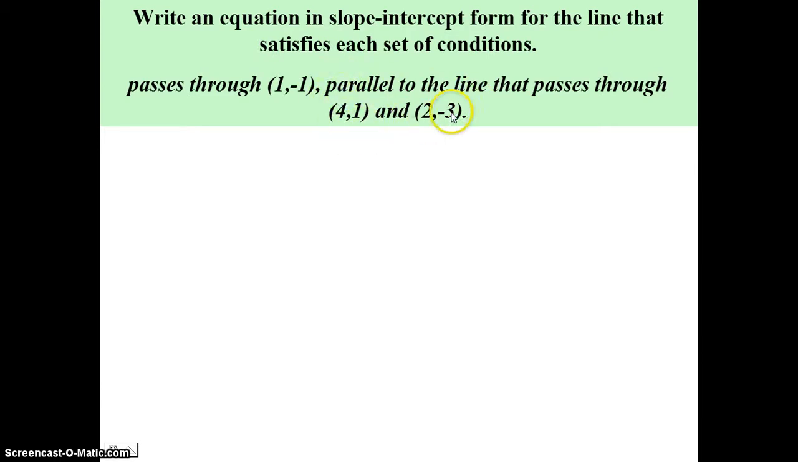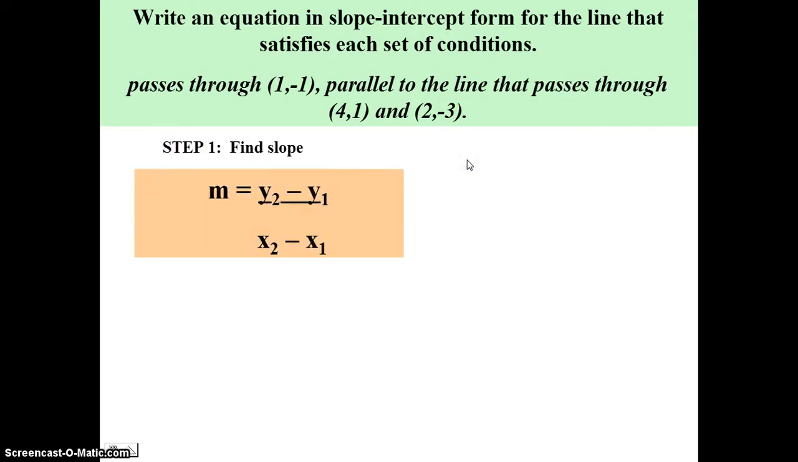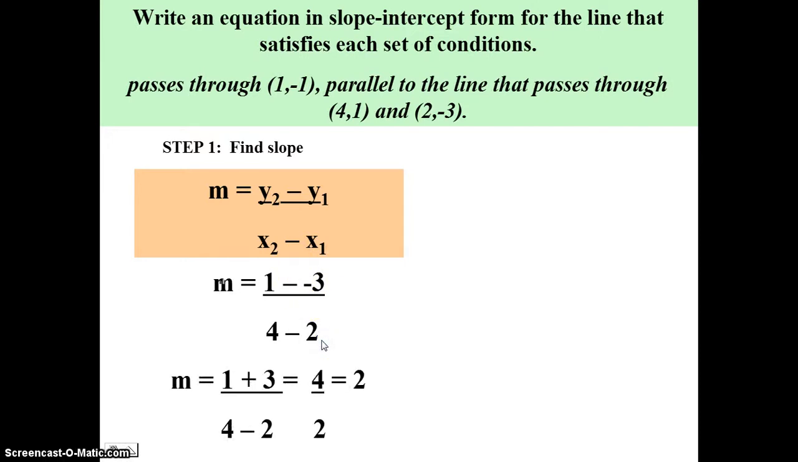So parallel lines have the same slope. I need to use these 2 points to find slope, and if parallel lines have equal slope, then I don't need to do any reciprocal or opposite sign or anything like that. So I'm going to take 4, 1, and 2, -3. My y values, my x values, changing y, changing x. I'm going to simplify this, and I get a slope of 2. Parallel lines have the same slope, so I'm going to keep the 2.